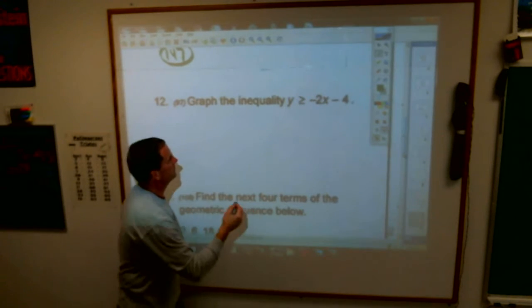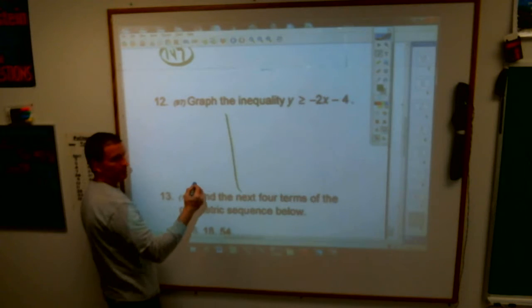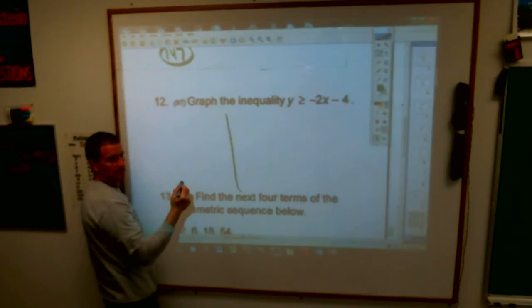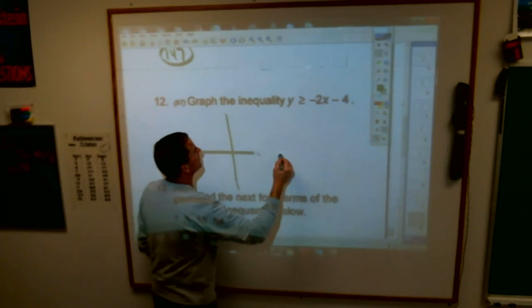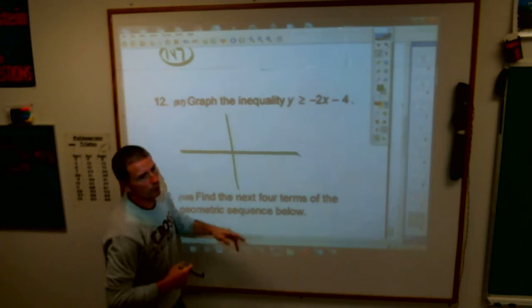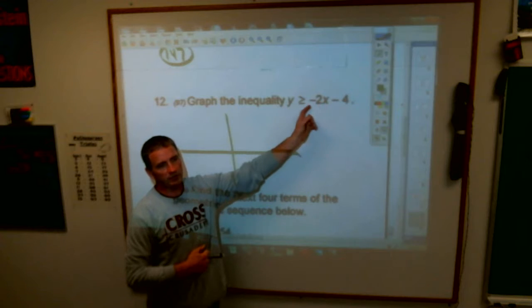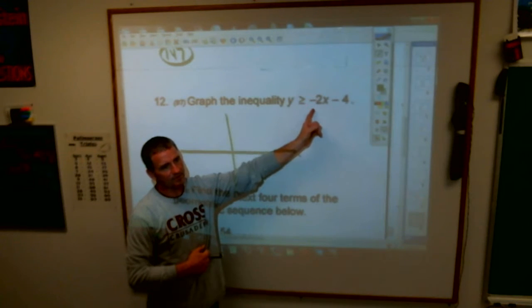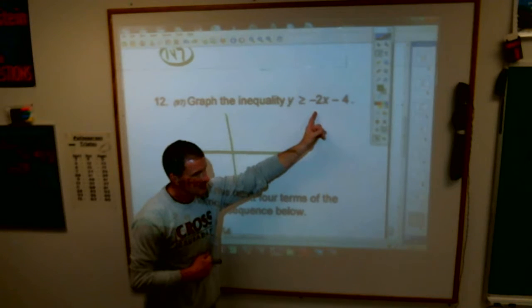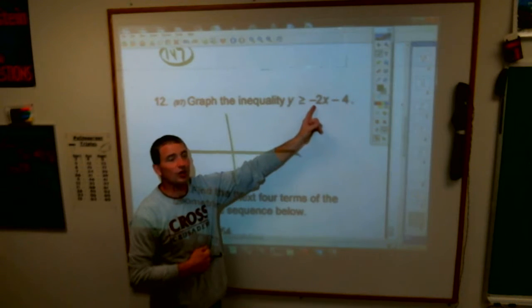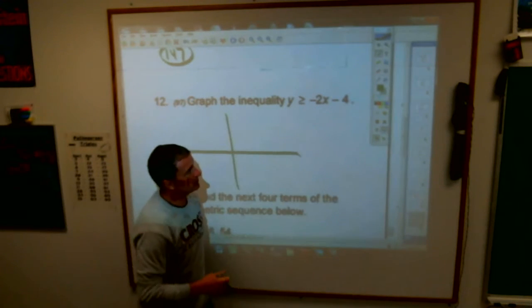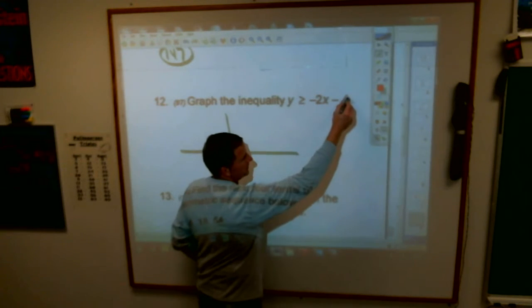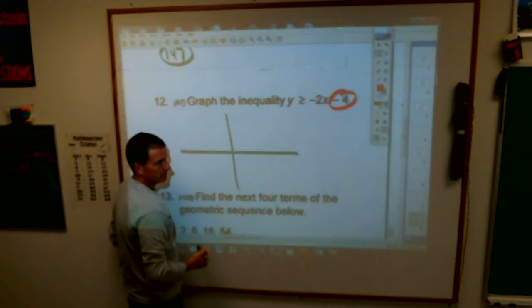This one here, the inequality, ladies and gentlemen, how many people got this right? What form is this linear equation in? Yes, they all start with S's. Slope, intercept, yeah. Alright. This is the y-intercept.